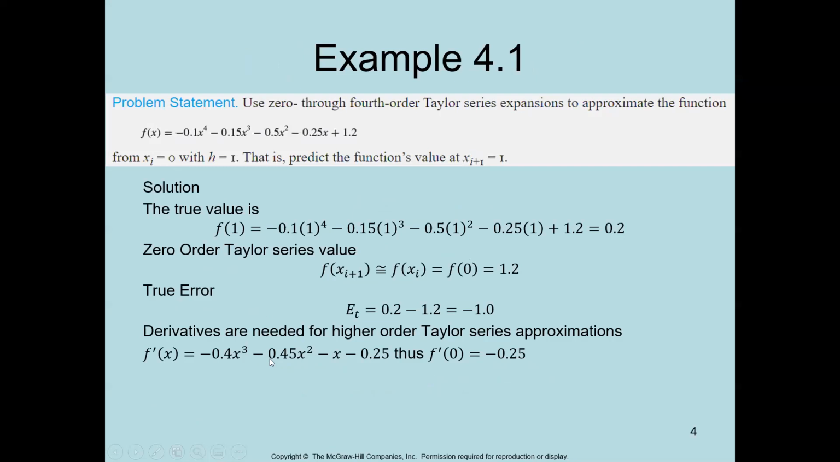From your knowledge of calculus, you can find the first derivative: minus 0.1 times 4, that is minus 0.4 x cube, minus 0.15 times 3, that is minus 0.45 x square, and then minus 0.5 times 2, which is minus 1, giving minus 1 times x, and the last term minus 0.5. So the powers will be x cube, x square, x, and the constant.